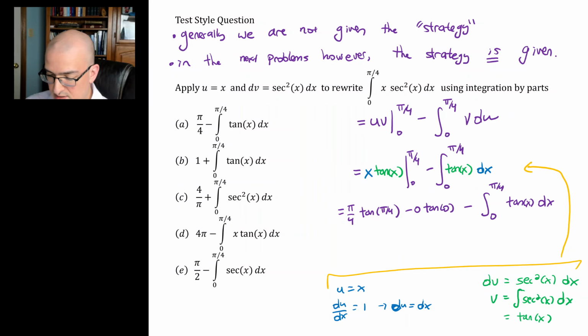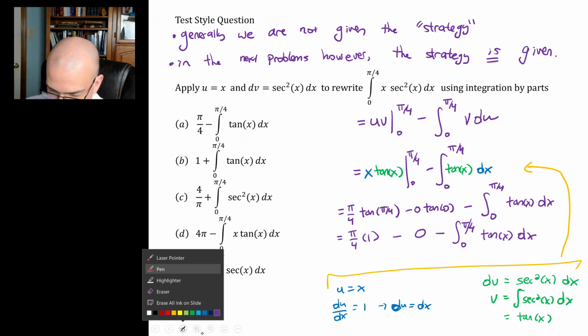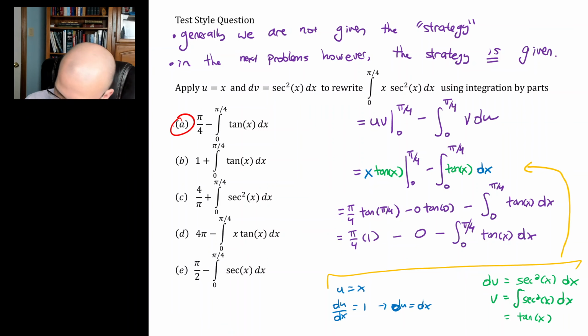All right. Next piece, what's tan of pi over 4? Tan of pi over 4 is 1. Tan of 0 is 0, but it's multiplied by 0, so it's like doubly 0. And we can look at those options. I have pi over 4 minus the integral from 0 to pi over 4 of tan of x. So that is option A. That's it.